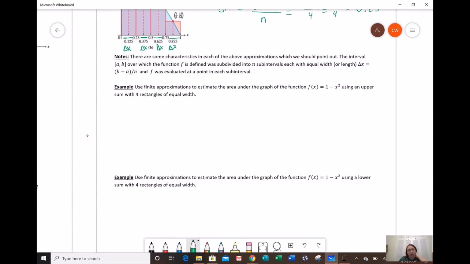All right, so here we go. Use finite approximations to estimate the area under the graph of this function using an upper sum with 4 rectangles of equal width. So we're going to work out one of those problems we were just looking at. This guy here, if I were to draw the picture, and I don't expect y'all to remember how to draw all these, but the basics you should be able to do. x squared means this is a parabola. Negative means it's a parabola opening down, and it's shifted up one place. So the parabola is up at 1, and it's pointing down.